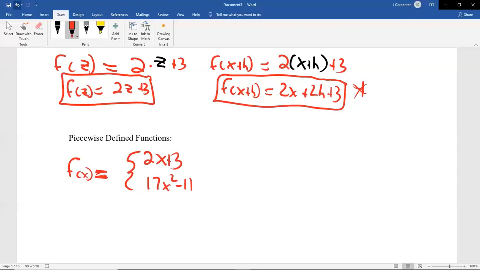But this is not all the information. You can't just say it's equal to these two things. It would make no sense. You have to give limitations. You have to give restrictions on them. So you might say, all right, well, it's this thing when x is less than 0, and it's this thing when x is bigger than or equal to 0.